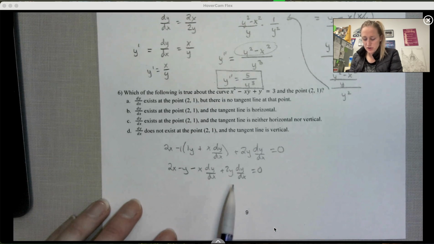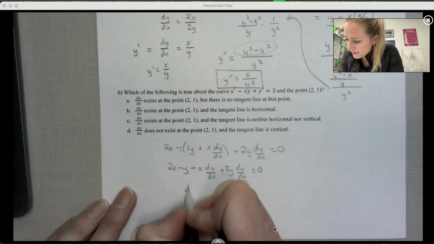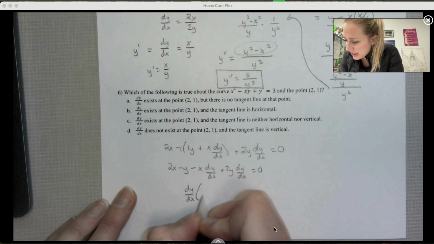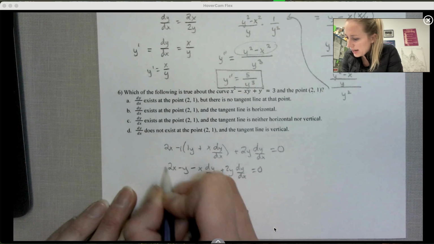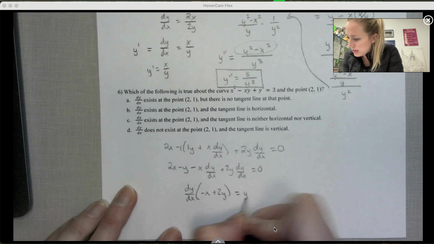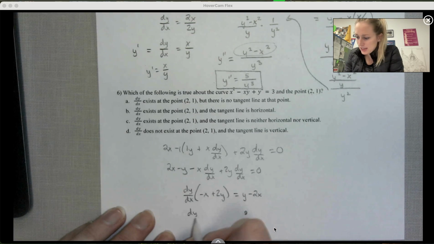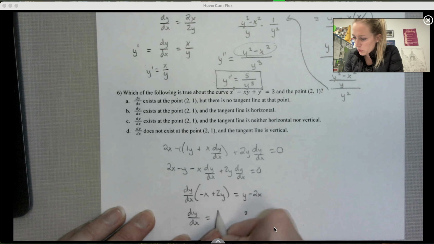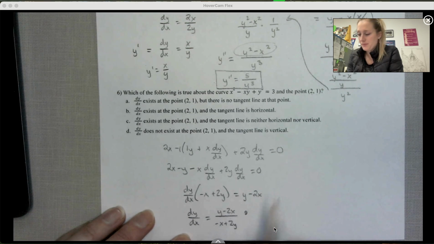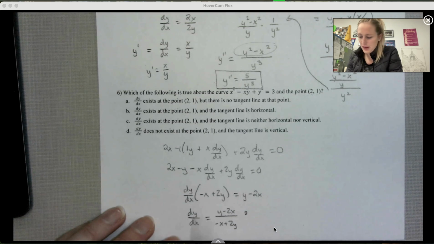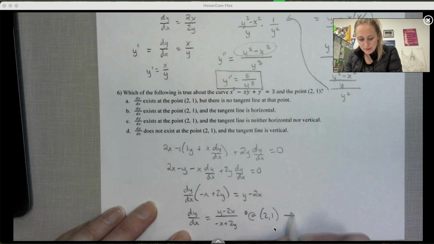Okay, so what I'm going to do is factor out the dy/dx and move these to the other side. So we've got dy/dx times (-x plus 2y) left with those. We're moving the y, we're subtracting the 2x. Okay, and then divide here. So we got dy/dx equals y minus 2x over -x plus 2y. All right, so there's our slope, and then we want to know at the point (2, 1), what's happening.